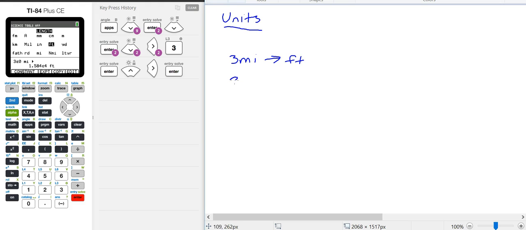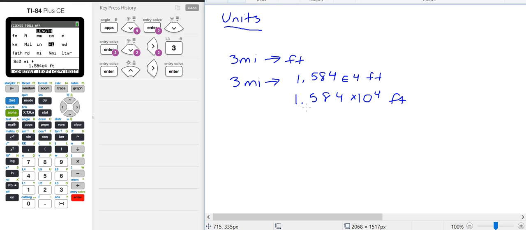So 3 miles, they tell us, becomes 1.584 E for feet. What does that E mean? It means 1.584 times 10 to the 4th. It's scientific notation. And it's telling us that we have to move this decimal place 4 places to the right.